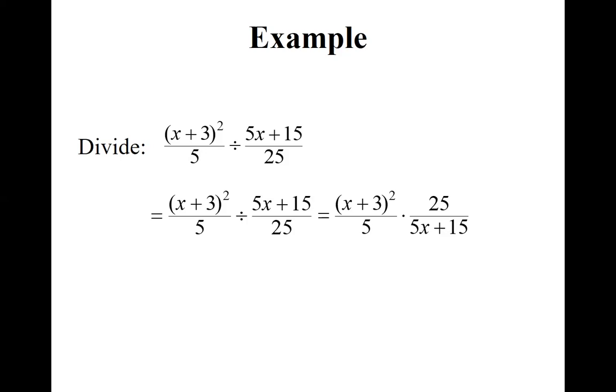We can factor the bottom right. 5x plus 15, we can factor out a 5. That would be 5 times (x plus 3). We can write out that (x plus 3) squared is (x plus 3) times (x plus 3). We could even write out that 25 is 5 times 5. We'll need that because of the 5s on the bottom.